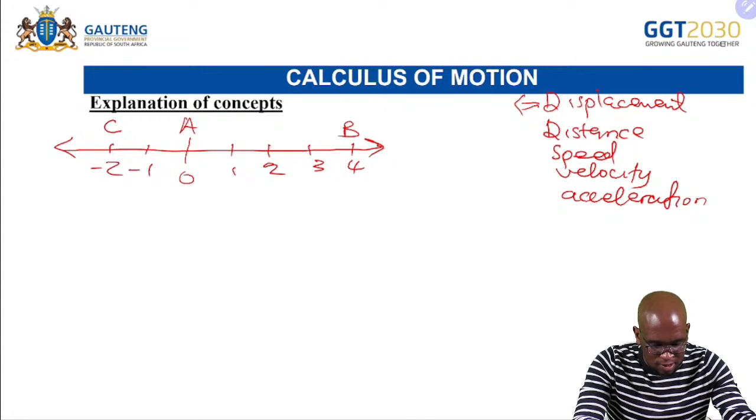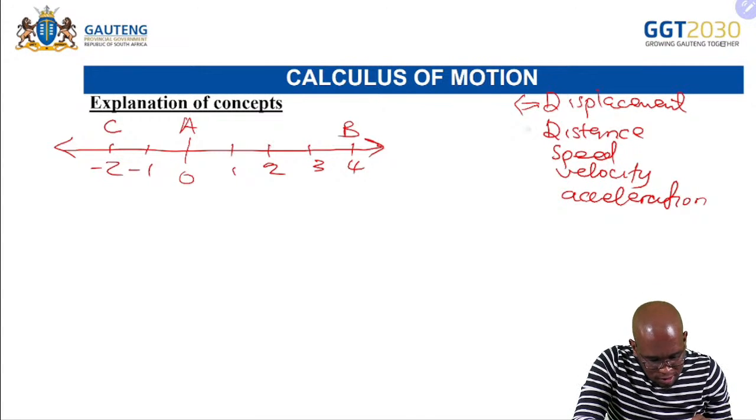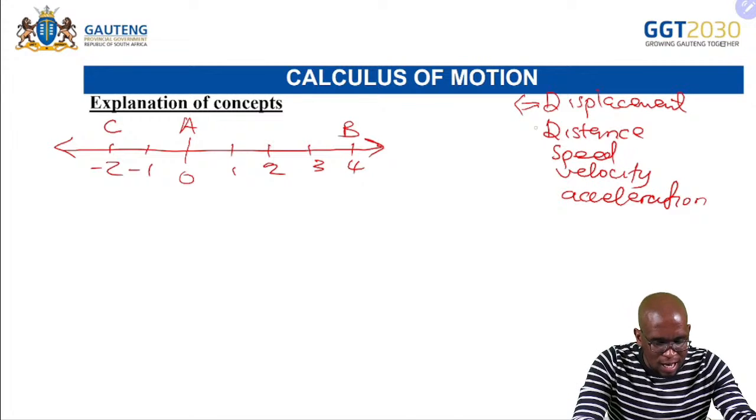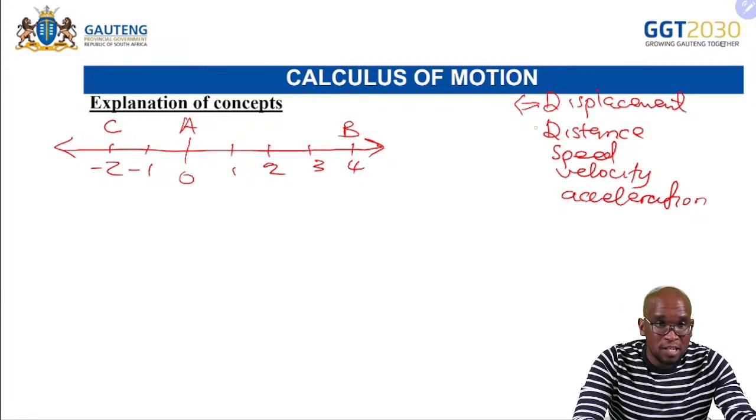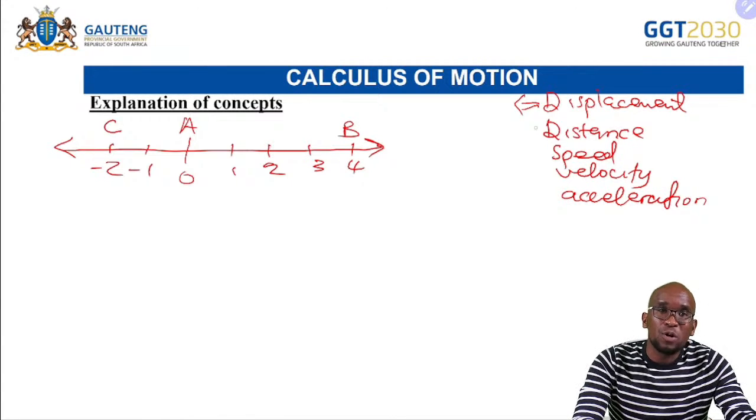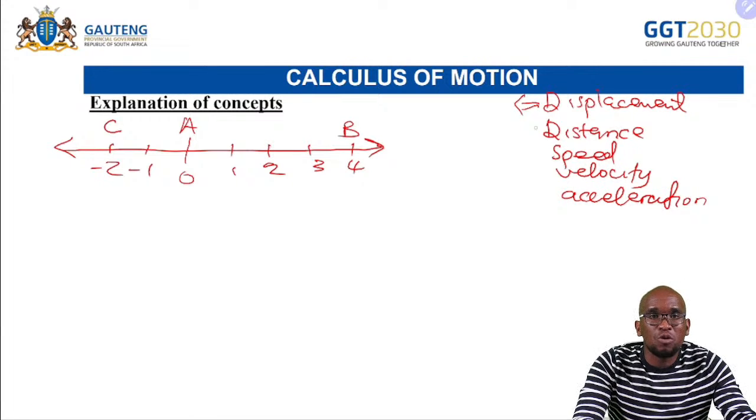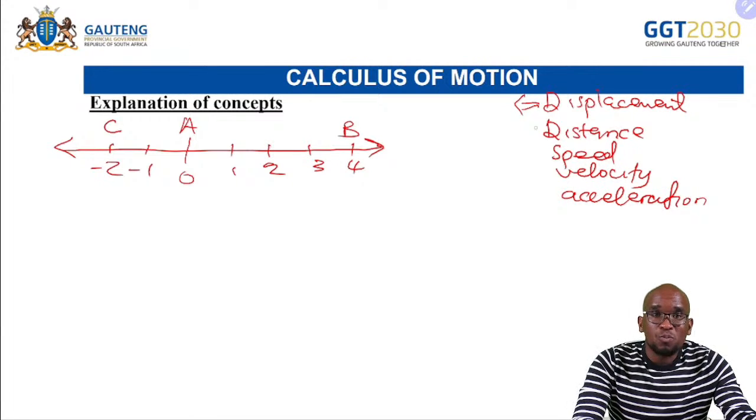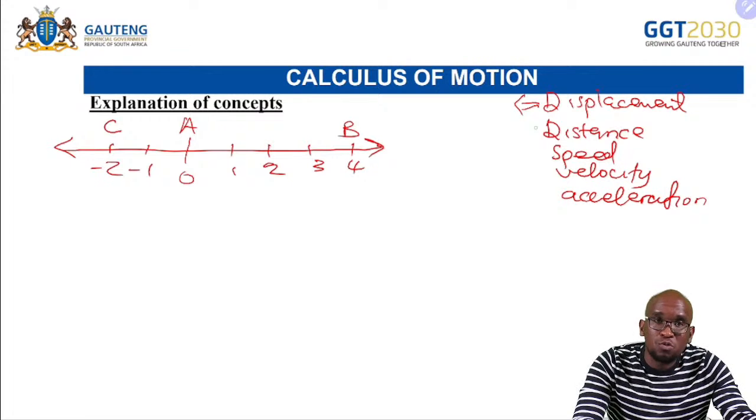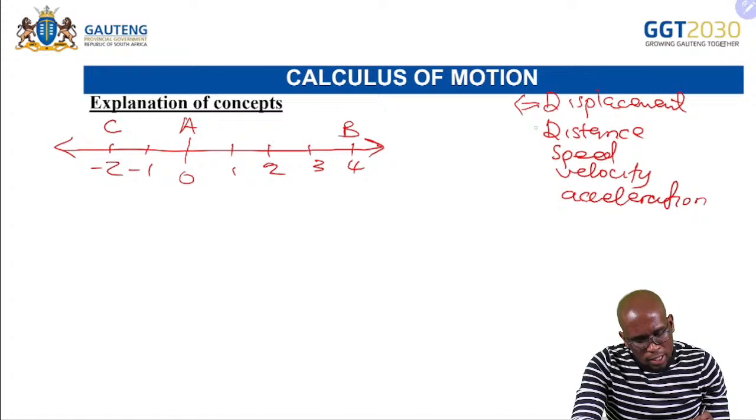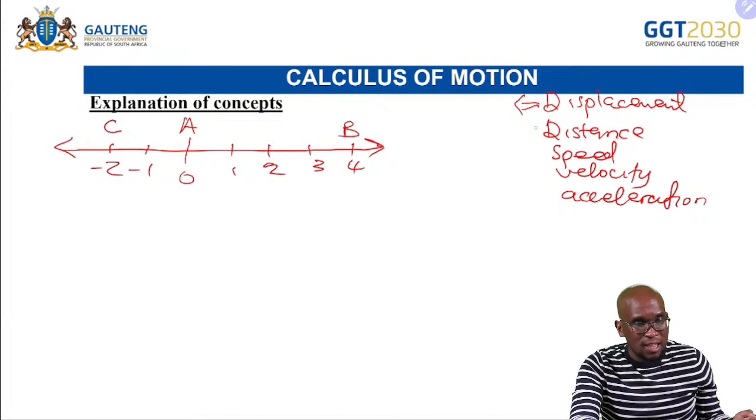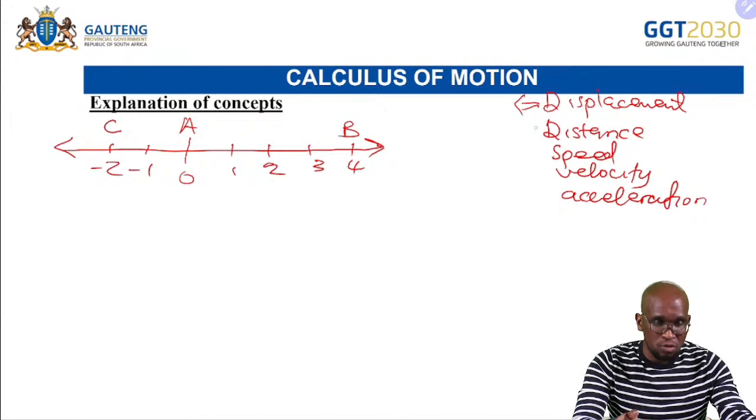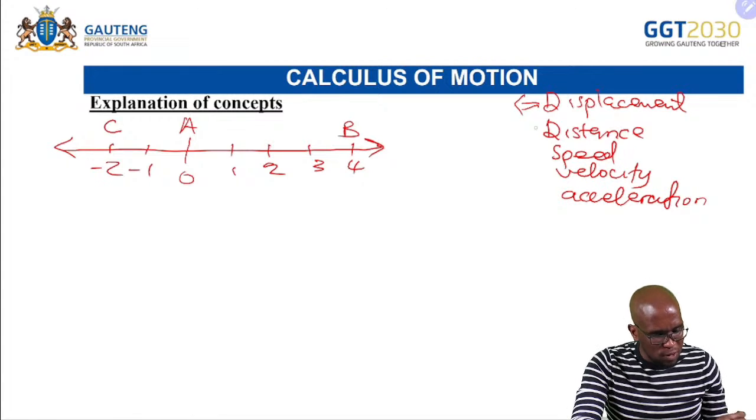And then distance is simply the length of the path that is taken. Remember, we said length is always positive when we worked with analytical geometry. Also, when we worked with functions and found the length of functions, we said length is always positive. So distance is simply just the length. Now, I'll make an example here so that you can understand distance and displacement.